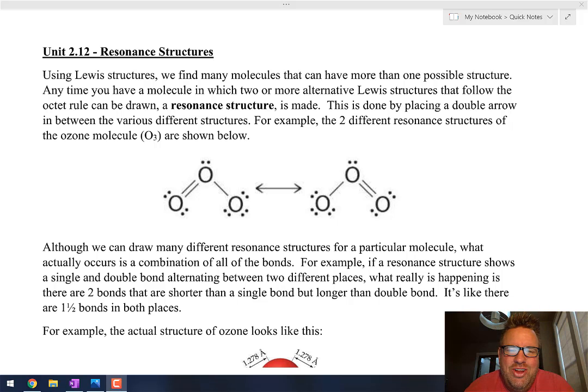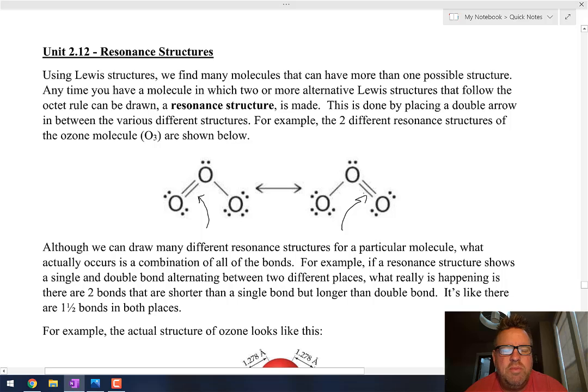One of the things that we learned when we were talking about drawing Lewis electron dot diagrams is many times you have to take electrons from one of the outer atoms and make a double or a triple bond in order to make sure that the central atom has 8 electrons. So when that happens, many times there's different choices that you have. For example, with the O3 molecule, you could put the double bond here on this left-hand side, or you could put it over here on this right-hand side.